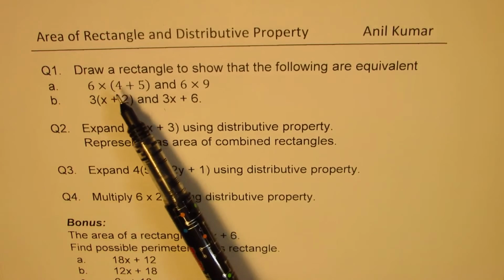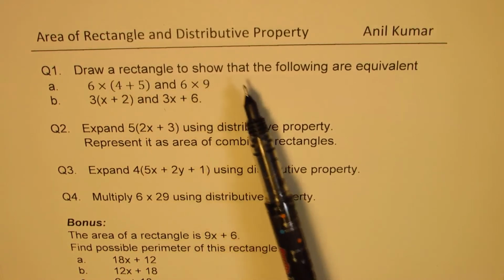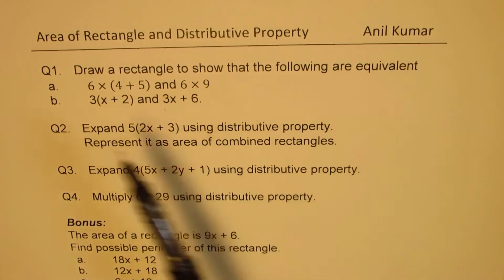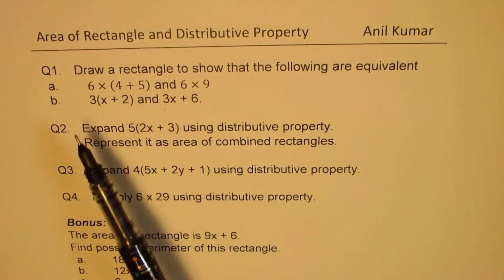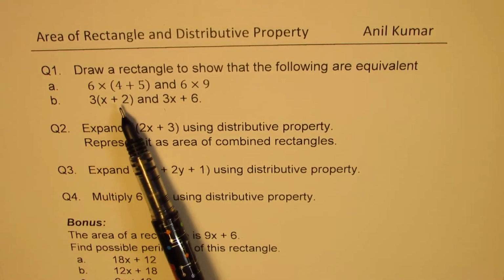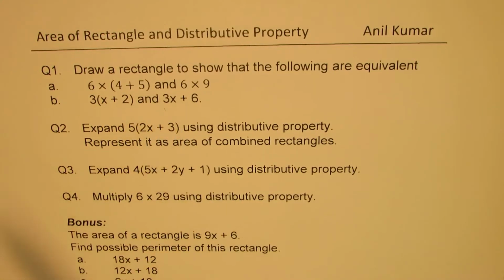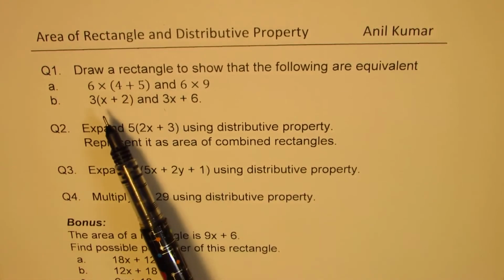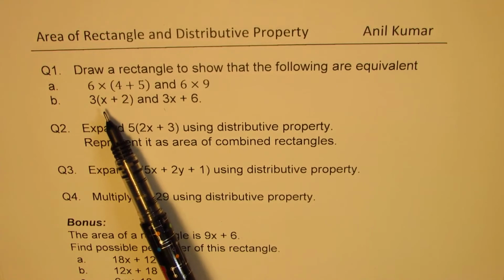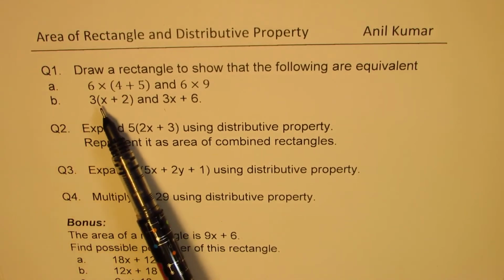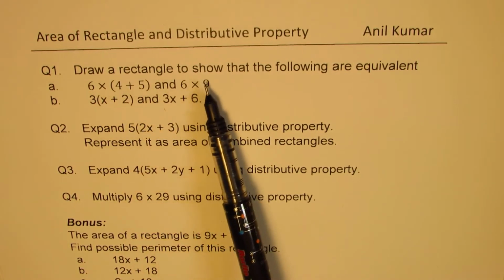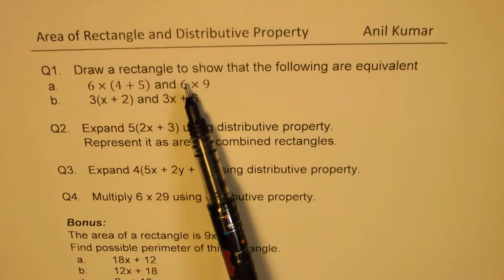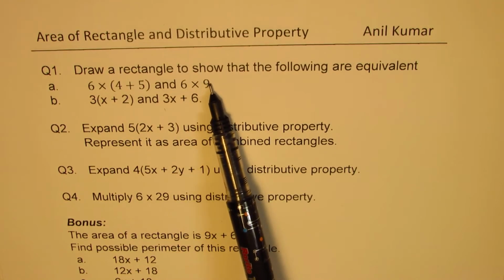Question number 1 is, draw a rectangle to show that the following are equivalent. That is 6 times 4 plus 5 is equal to 6 times 4 plus 6 times 5, and 3 times x plus 2 is equal to 3x plus 6. So we have introduced x, which is a variable, and therefore now this becomes an algebraic expression. The first one is without any x or unknown. So these are the numbers. It is an arithmetic expression.